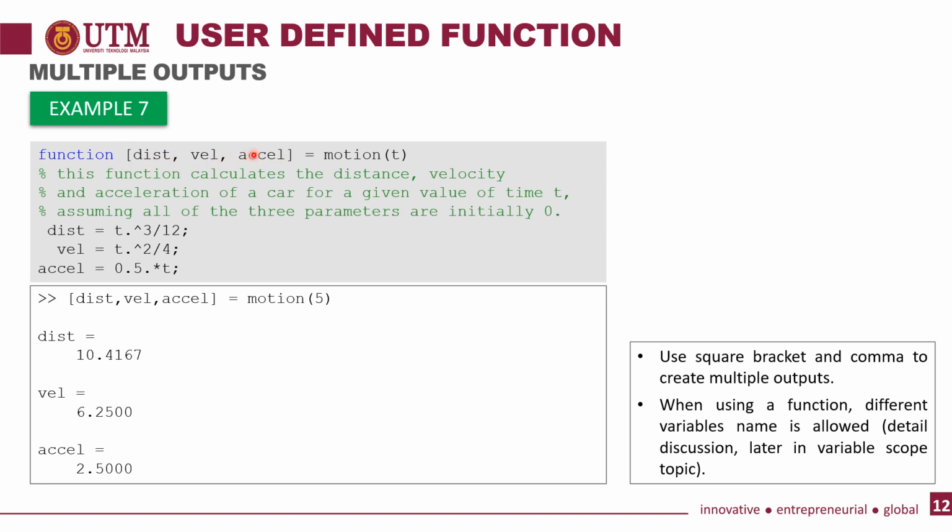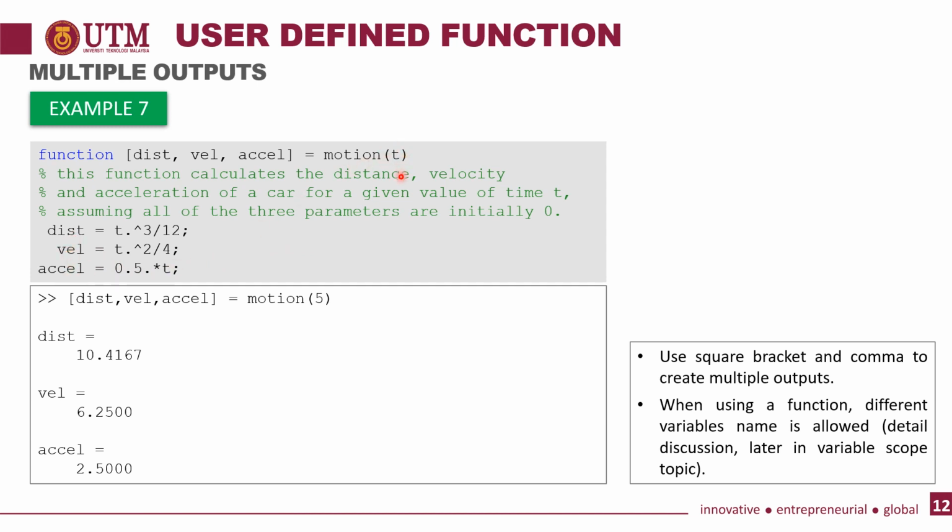Okay, and then your function name is motion, and you only have one input, which is t. This function calculates the distance, velocity, and acceleration of a car for a given value of time t, assuming all of the 3 parameters are initially 0. So this basically calculates the distance, velocity, and acceleration with respect to time.